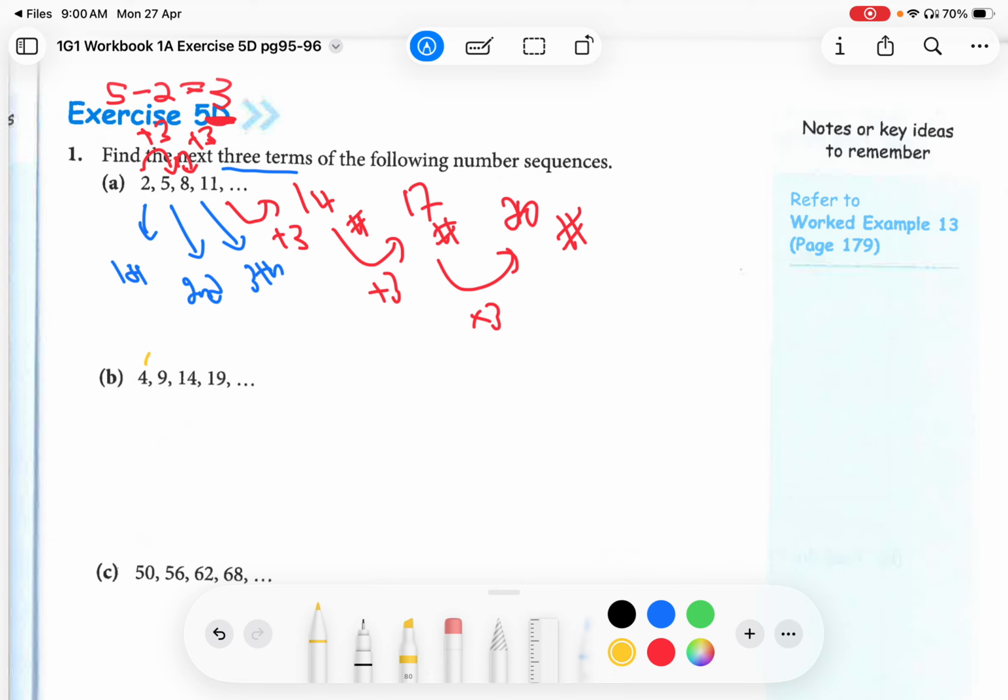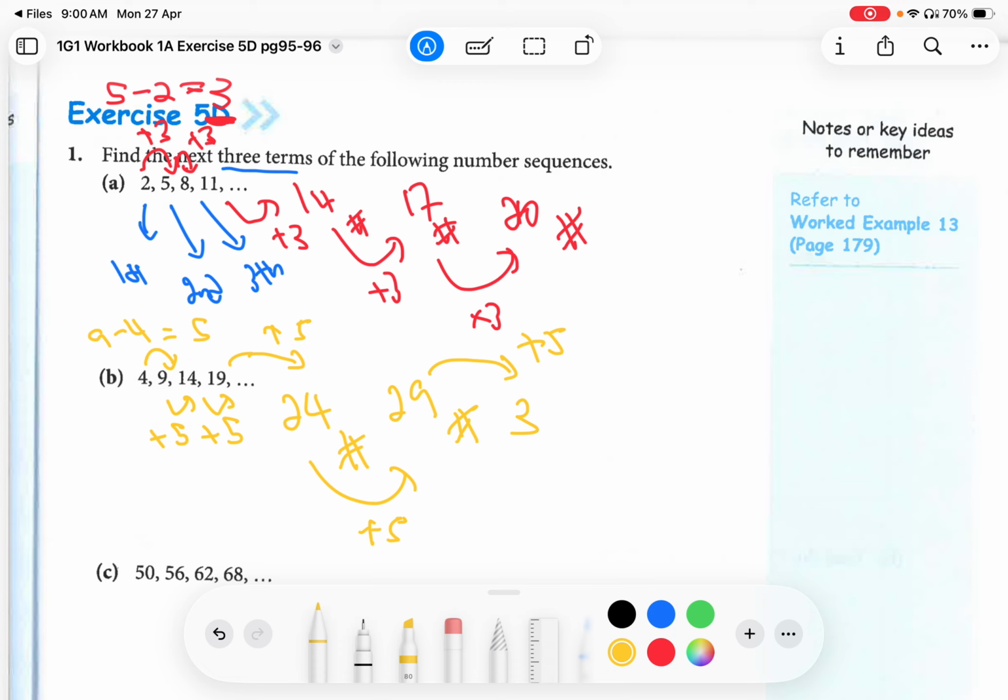So look at the next one, B. 9 minus 4, the second one minus this one, is 5. So its increase is 5. 9 plus 5 is 14. 14 plus 5 is 19. So it's correct. The next three terms will be 19 plus 5, which is 24. 24 plus 5 is 29. Then 29 plus 5 is 34. That's my answer. Okay.